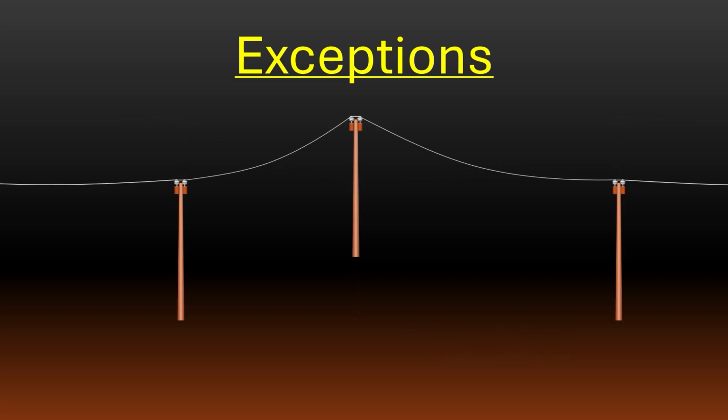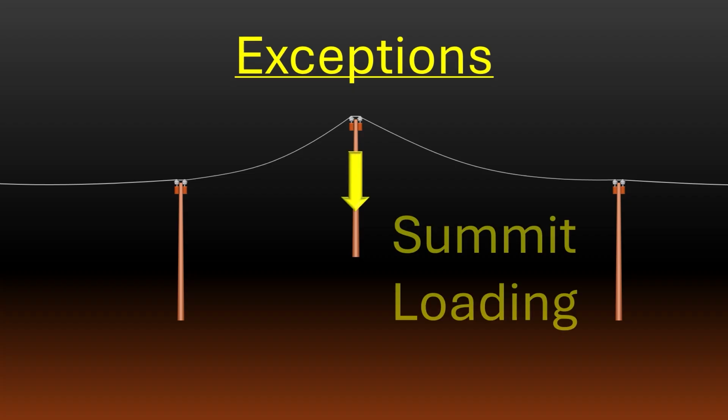The opposite is also true. When the adjacent poles are lower, this results in something I call a summit load, as if the pole were installed on top of a mountain or a hill. This results in larger than normal vertical loads. Both of these situations need to be accounted for when performing pole loading calculations.